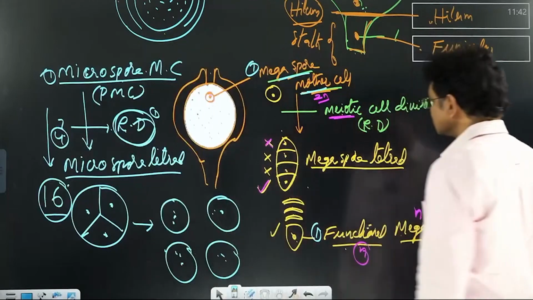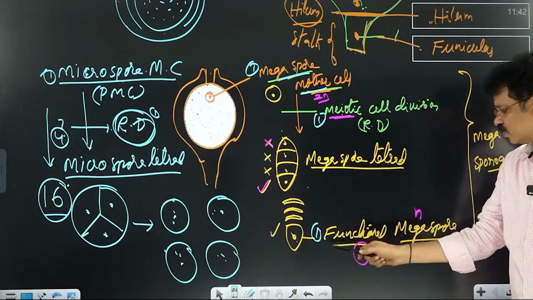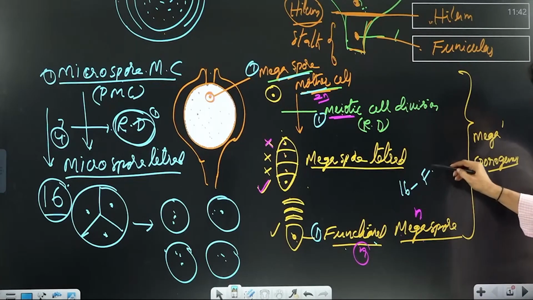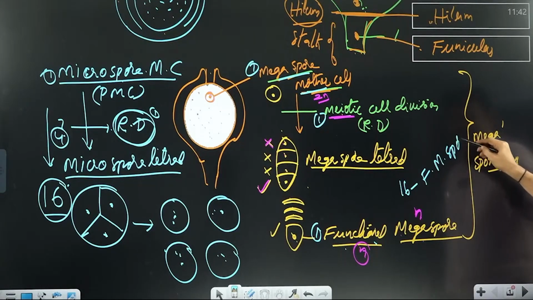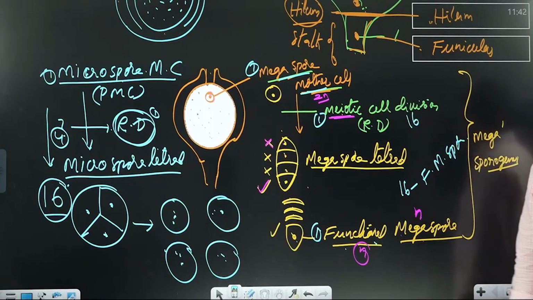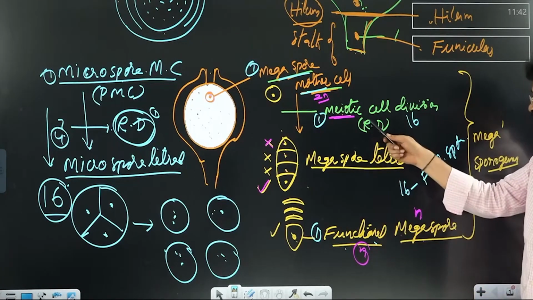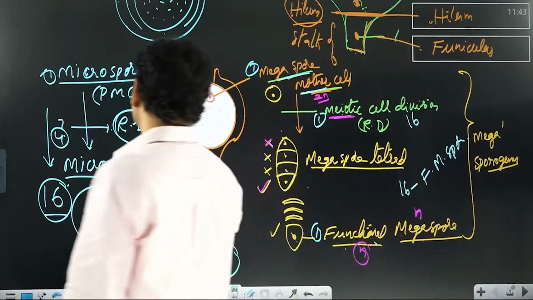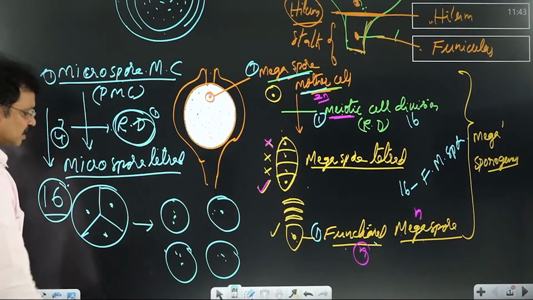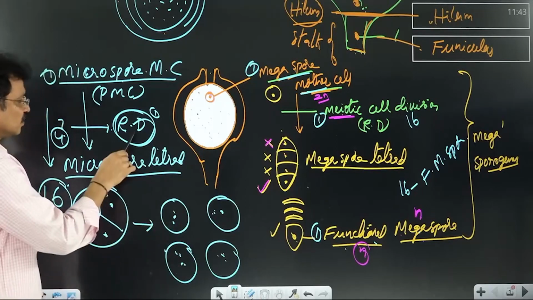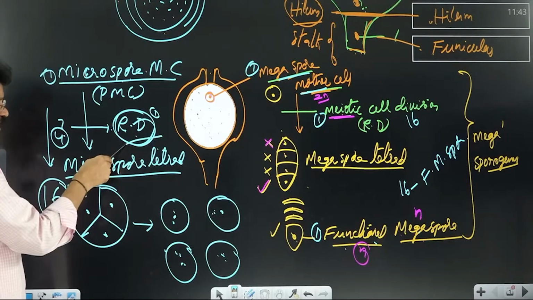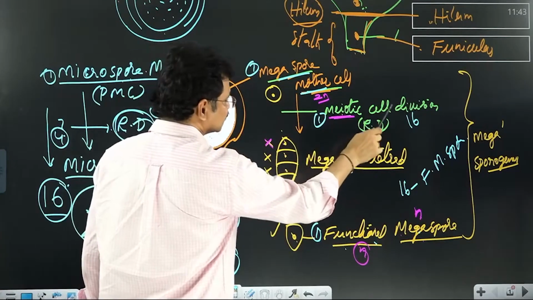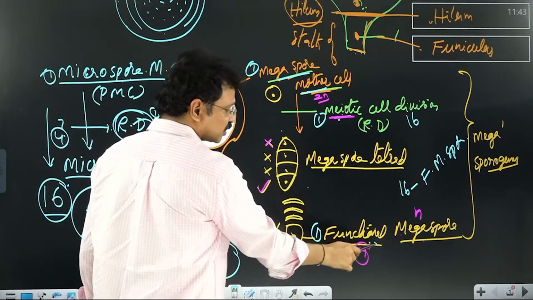In case of megasporogenesis, a single meiotic cell division can yield only one functional megaspore. To yield 16 functional megaspores, 16 meiotic divisions are required. Finally, we can conclude that the number of meiotic divisions equals the number of functional megaspores. Whereas in microsporogenesis, which takes place inside of the anther, number of microspores divided by 4 equals meiotic cell divisions. Each meiotic cell division can yield 4 functional microspores, whereas in megasporogenesis, each meiotic cell division can yield only one functional megaspore.